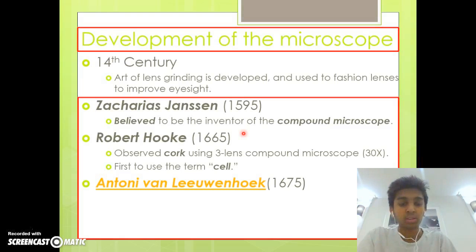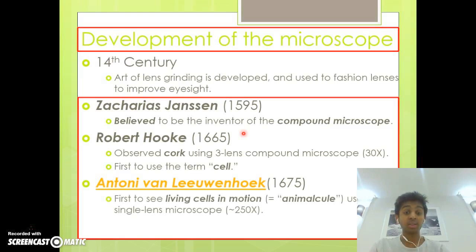Then came Anton van Leeuwenhoek in 1675, just 10 years later. He was observing pond water and plaque from his own teeth, and he noticed the living cells that were in motion in the pond water, and he called them animalcules using his single lens microscope.